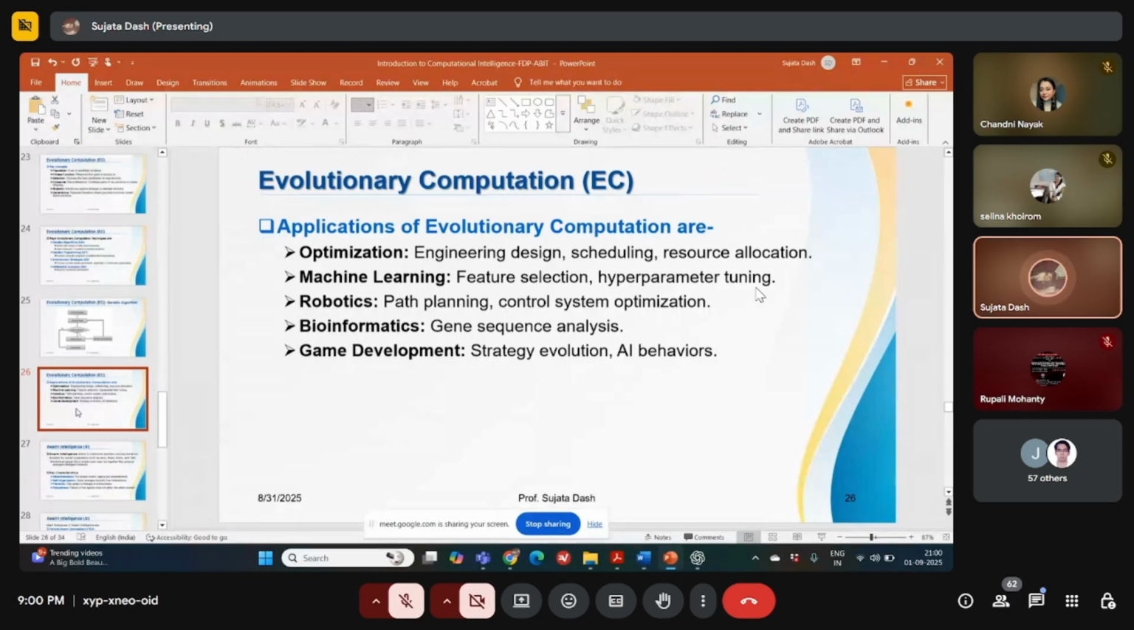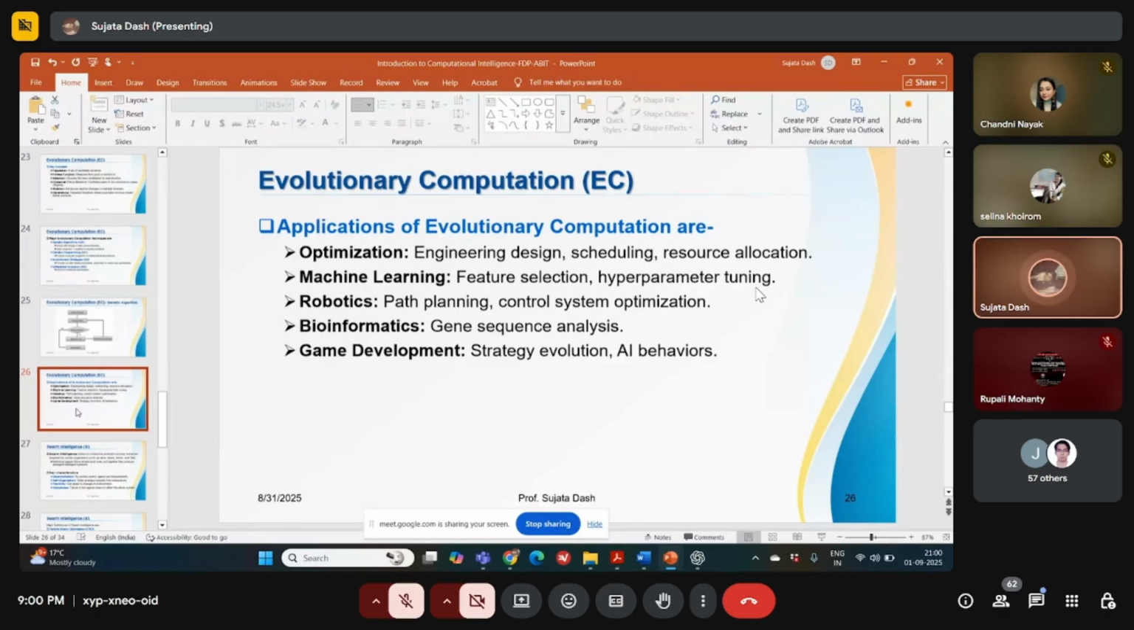Similarly, in robotics, path planning, EC actually helps robots find optimal routes while avoiding the obstacles. You can find the application of this EC in autonomous cars, drones, etc. Then come to bioinformatics, gene sequence analysis. EC can analyze DNA or protein sequences for finding similarities, mutations, and evolutionary relationships that exist.